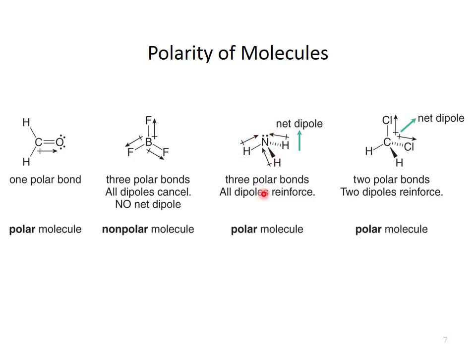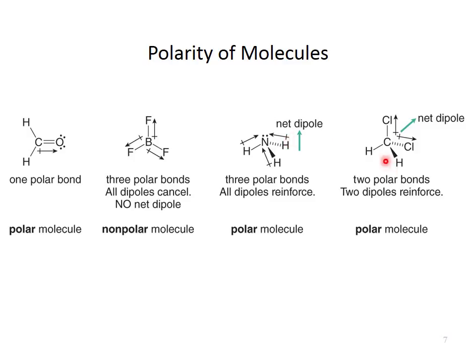But let's look at our simple rules. A non-bonding pair on the central atom causes a molecule to be polar. So even though the atoms on the outside are the same, there's a non-bonding pair on the central atom. It throws the molecule into asymmetry so that this side of the molecule is different from this side, and therefore it becomes polar. So instead of trying to draw in all your dipoles and everything, just look at the molecule and say non-bonding pair on the central atom, it's polar.